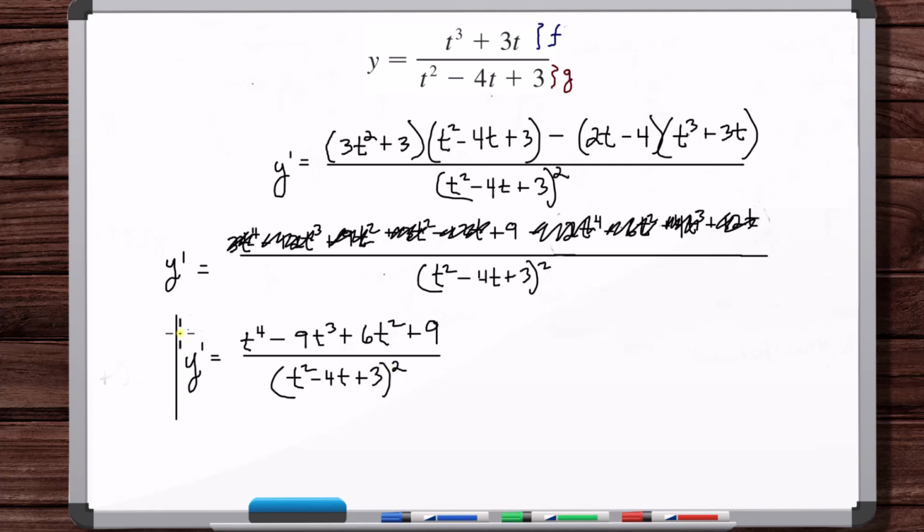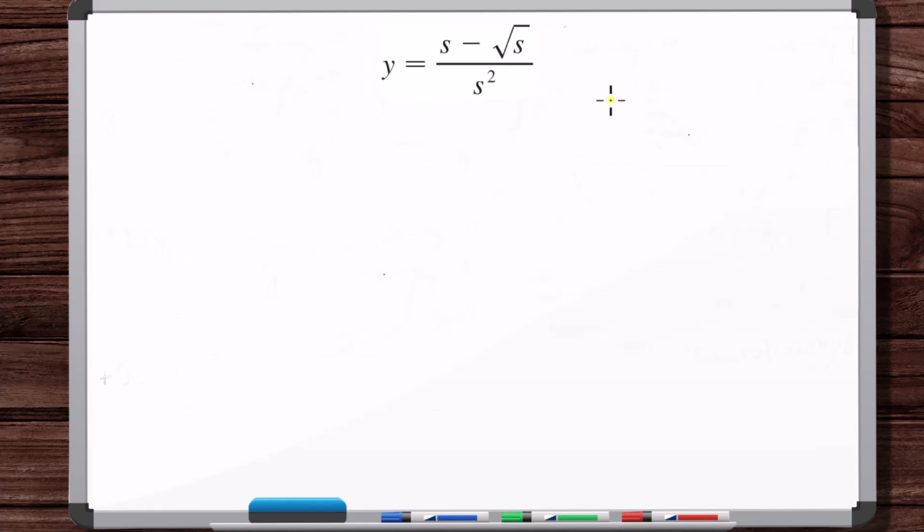Okay, that's the derivative. All right, so let's use the quotient rule again. We can write this as s minus s to the 1/2 over s squared. Okay, this is f. This is g.